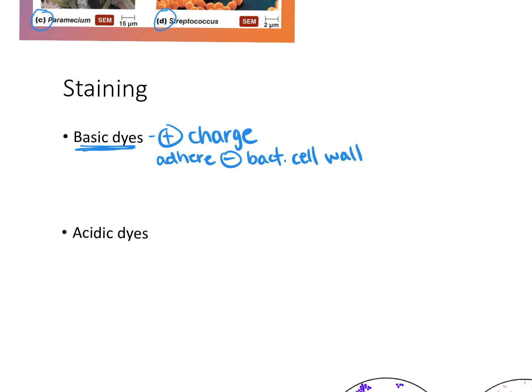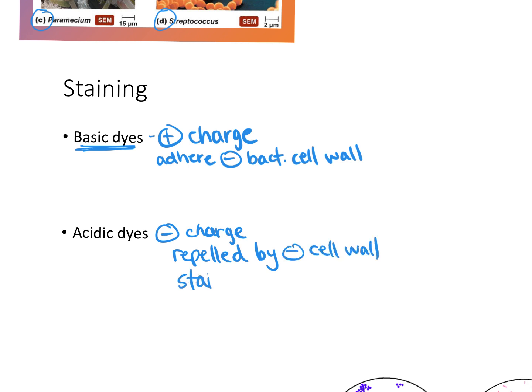There will be one case where we're going to use an acidic dye, and as you might expect, this is a dye that has a slight negative charge. So that's going to be repelled by the negatively charged cell wall, and it's going to stain the background. Okay, so either way we get good contrast, whether we stain the cells and not the background, or we stain the background and not the cells.